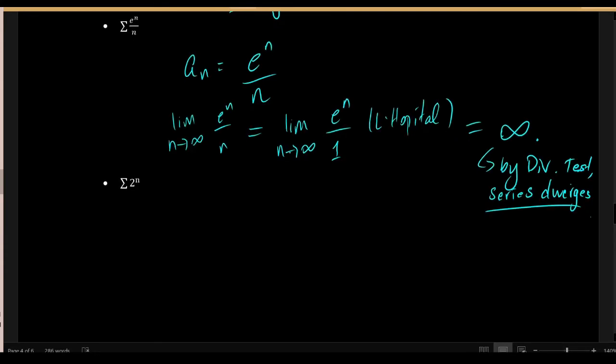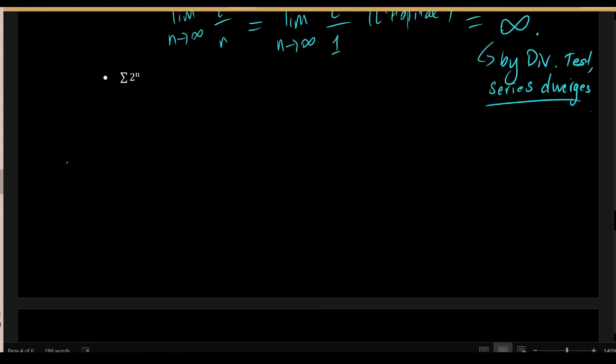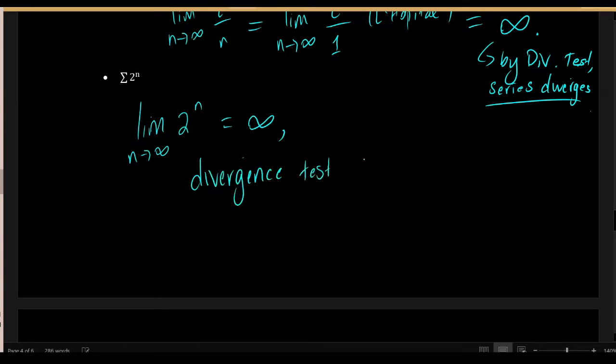And similarly, we have the sum of 2 to the n. The terms in the sequence go to positive infinity, so the divergence test is unlocked. And once again, we can safely conclude that this series diverges.